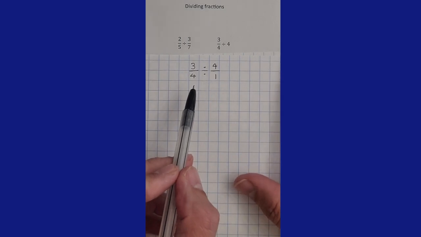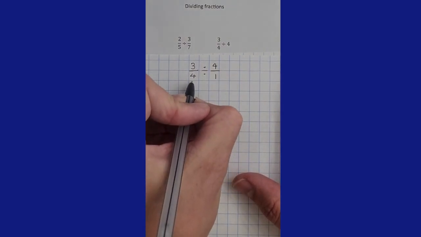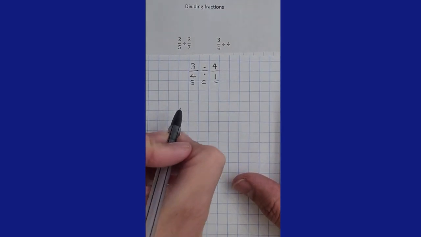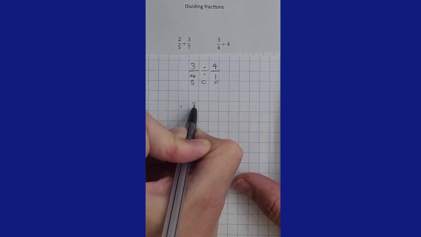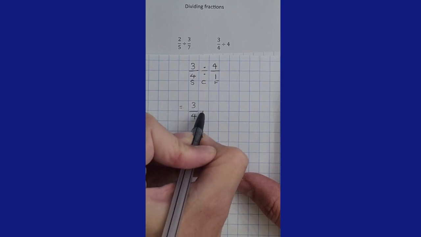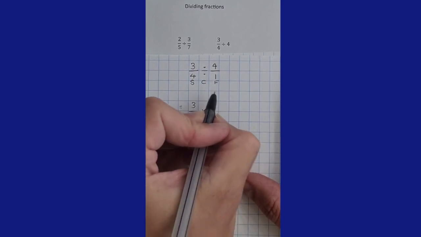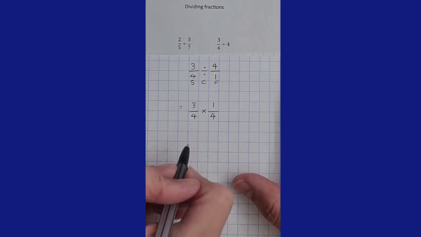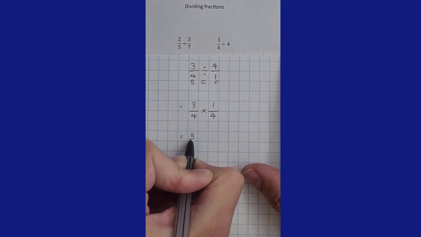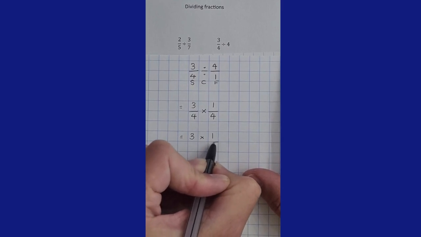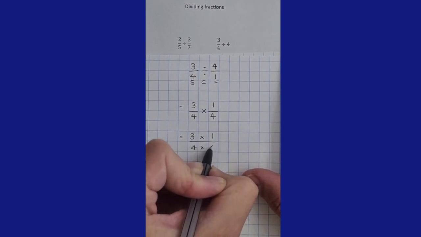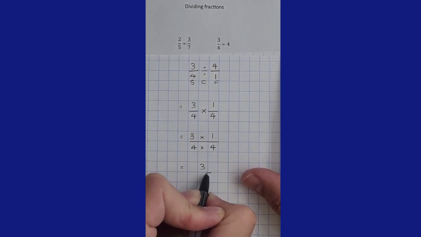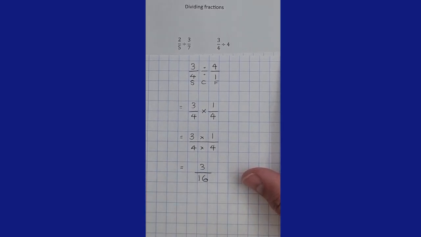So I always suggest rewriting it first and then start the process, which is same and then change and then flip. So what I'm going to do is I'm not going to change my first fraction because I'm keeping it the same. I change my operation from divide to multiply. And then I flip my 4/1, so it becomes 1/4. And then, as we've done before, multiplication, all I need to do is multiply my numerators, and then I'm going to multiply my denominators. And then 3 times 1, I'm fairly confident 3 times 1 is 3. And then 4 times 4 is 16.